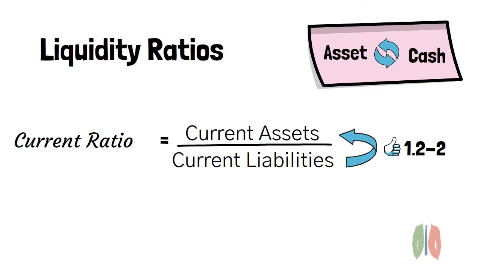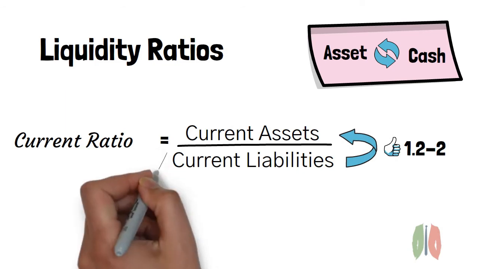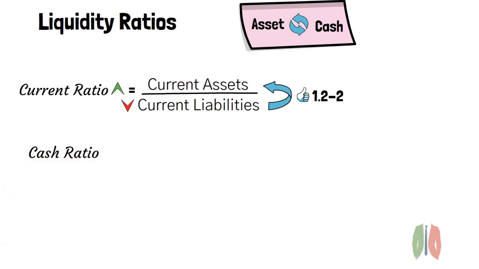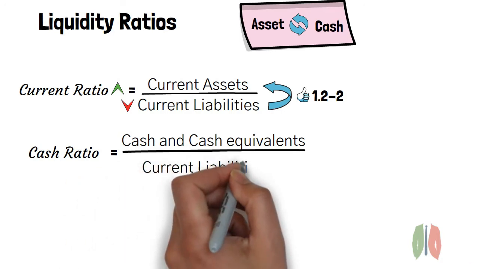By this ratio we can see that if liabilities are less, the current ratio will be more, which is a good sign. Current assets should always be greater than current liabilities so that the company can pay off its short-term obligations. Next, the cash ratio, which is cash and cash equivalents divided by current liabilities.